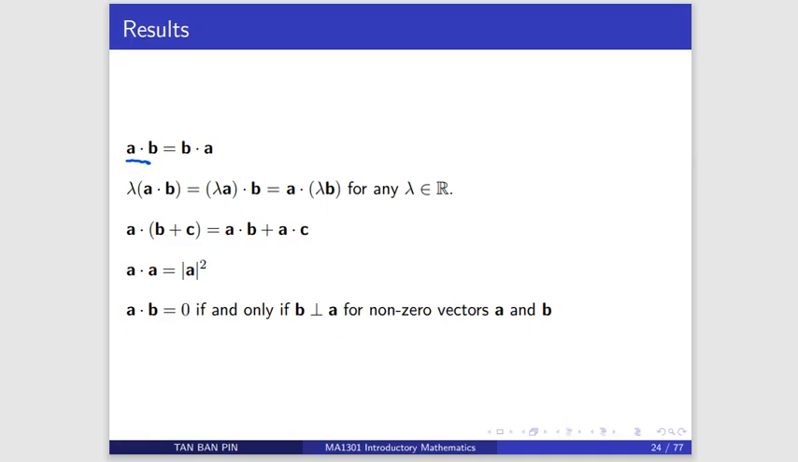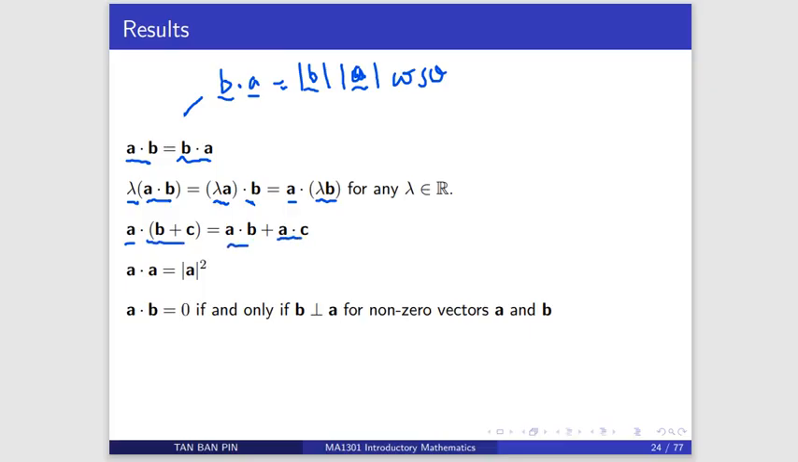A dot B is the same as B dot A. This is one of the results you have, because if you look at B dot A, then it's just magnitude of B, magnitude of A, then cosine theta. The theta is the angle between A and B. So it should be the same as A dot B. Then if you consider lambda times A dot B, it will be the same as lambda A dot B or A dot lambda B. And if you take A dot B plus C, you can expand it out like algebra, A dot B plus A dot C.